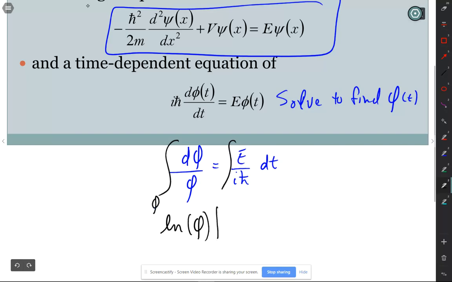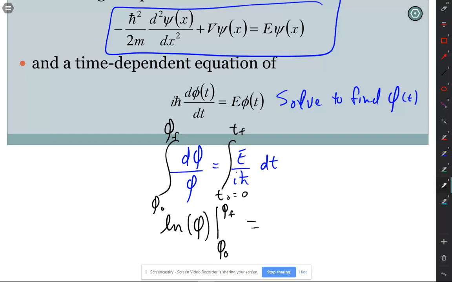We do need limits. So I'm putting phi initial to phi final. And for time, I'll put time initial equals 0. Phi is not necessarily 0 when we start, but we can always set our timer to start at time equals 0, so let's do that to make life easy. To time final. When I'm all done, I'm going to drop the subscript f's, but I have to put them in there so I don't technically have my limit the same as my variable of integration. So this is going from phi 0 to phi final. What's the integral of E over i h bar dt?